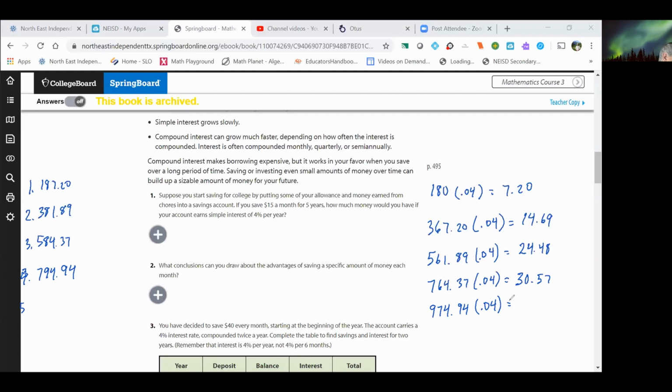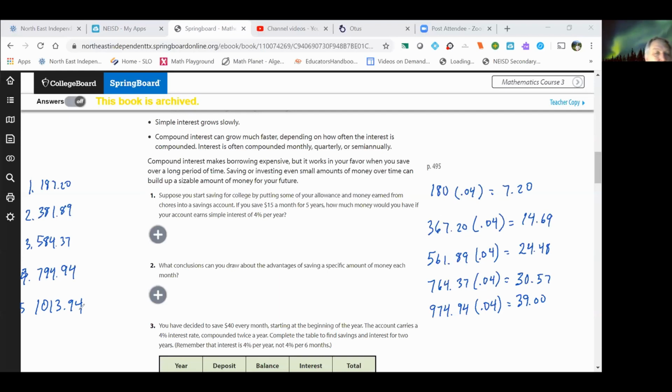So I multiply that times 4%. It's going to be $38, actually $39 with rounding. It's $39 even. So I add that to the $974.94 plus $39, and that's going to equal $1,013.94.